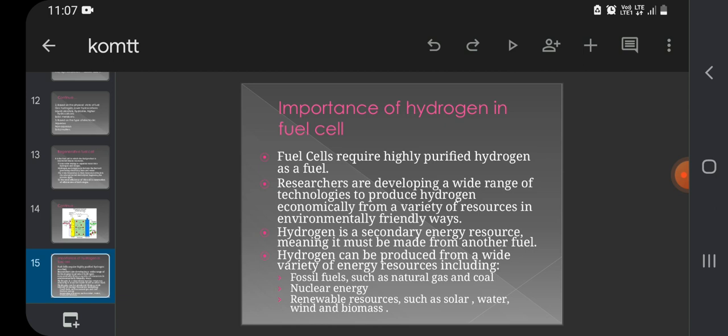Importance of hydrogen in fuel cell. Fuel cell requires highly purified hydrogen as fuel because it has only one electron surrounding its nucleus. It is easy to remove the one electron and causes high energy release which can be used.